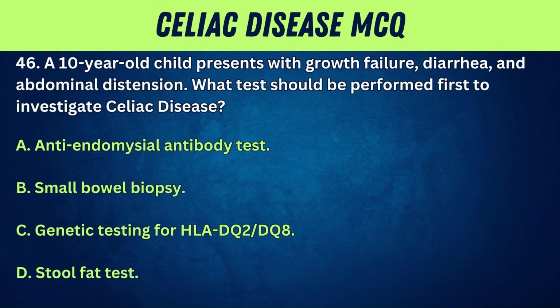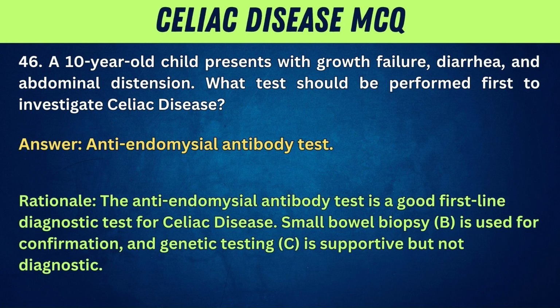46. A 10-year-old child presents with growth failure, diarrhea, and abdominal distension. What tests should be performed first to investigate celiac disease? A. Anti-endomysial antibody test. B. Small bowel biopsy. C. Genetic testing for HLA DQ2/DQ8. D. Stool fat test. Answer: anti-endomysial antibody test. Rationale: the anti-endomysial antibody test is a good first-line diagnostic test for celiac disease. Small bowel biopsy, B, is used for confirmation, and genetic testing, C, is supportive but not diagnostic.